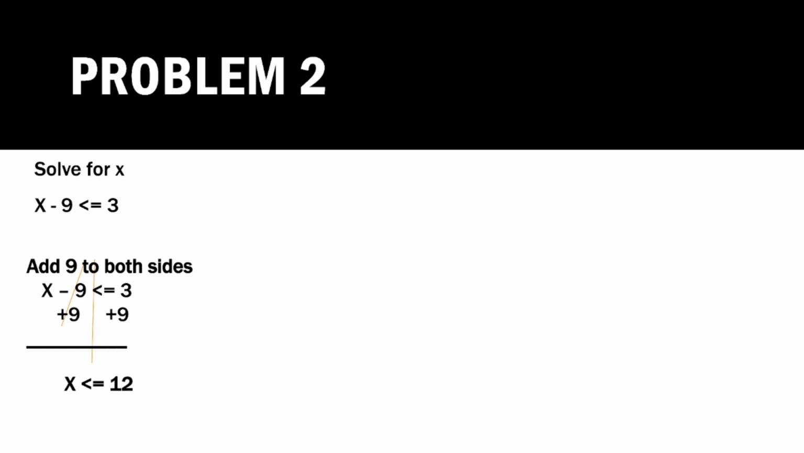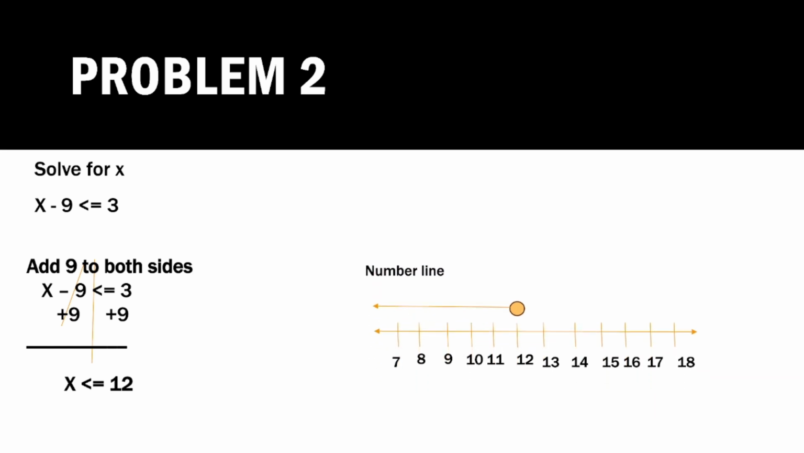So what does that mean in the number line? That means you can include 12 because it is shaded. Notice that I shaded in that circle. That means we're including it. And it has to be numbers less than 12. So that's what it means right there. So if you have any other questions about this, let me know in the comments.